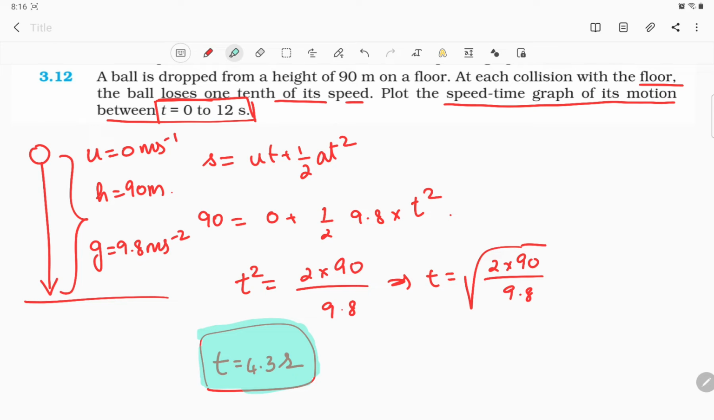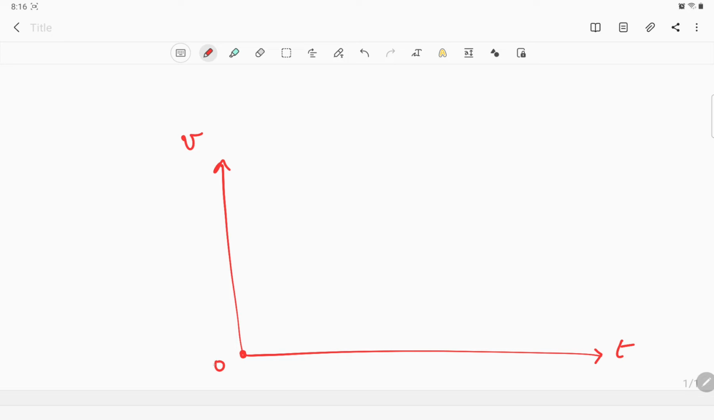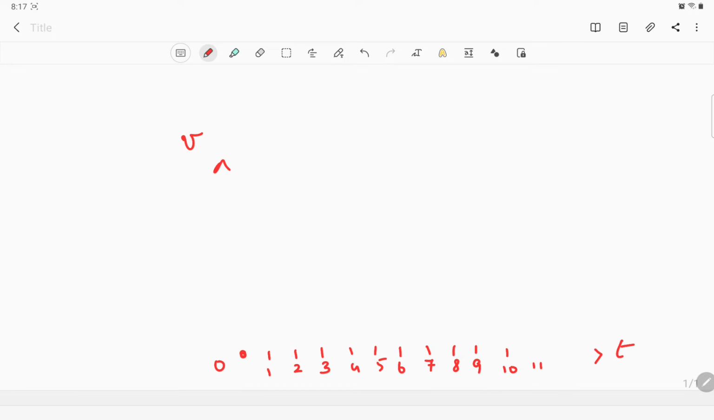In the graph, side by side, we'll be drawing the graph also, to understand exactly what is happening. So let me draw it below. This is time and this is the velocity of the ball. We are going to start from 0 to 12 seconds. Now the ball is going to drop.